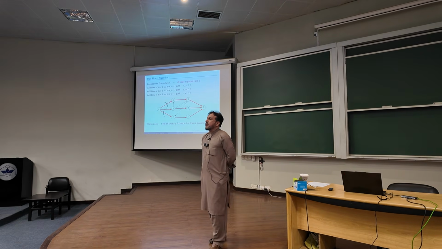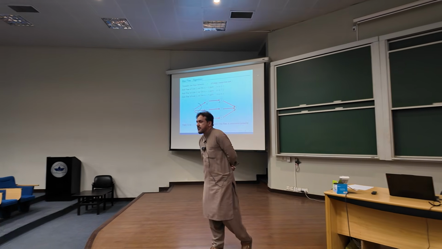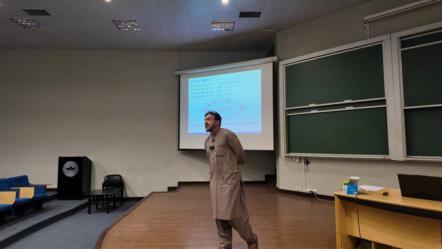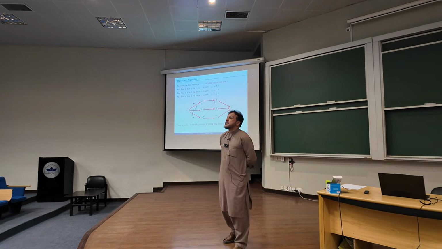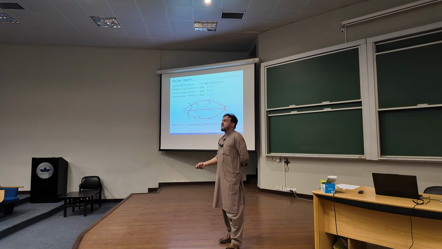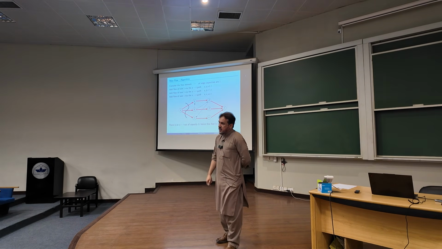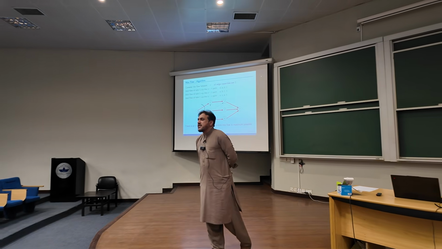No constraints are violated. What's the total flow here in this graph? What's the total size of the flow? 3. Why 3? The flow on this edge plus the flow on this edge plus the flow on this edge, and that's 1 plus 1 plus 1, right? So it's 3. Is it the best flow?